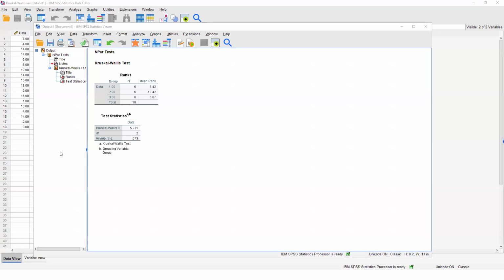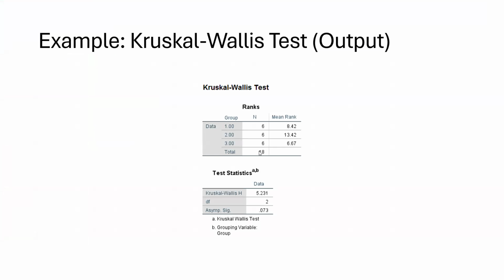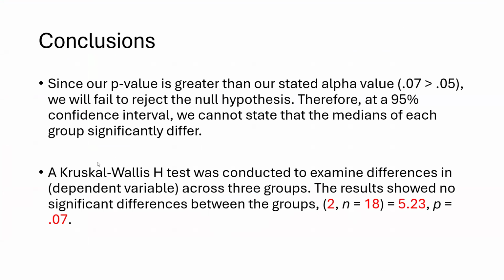All right, so let's go back to our slides. So here we are. We're really just interested in these variables here, and this variable as well, the total n. So here are our findings. Since our p-value is greater than our stated alpha value, 0.07 is greater than 0.05, we will fail to reject the null hypothesis. Therefore, at 95% confidence, we cannot state that the medians of each group significantly differ.